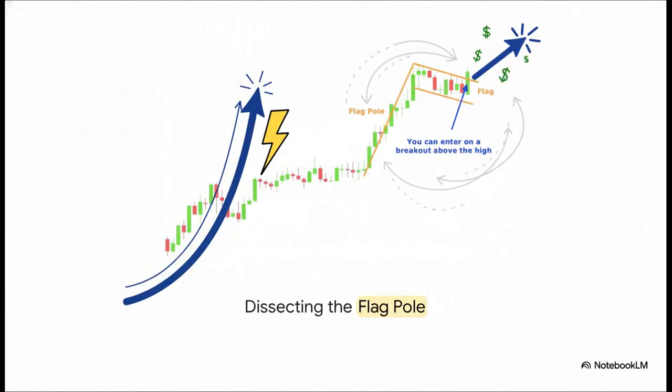Let's dissect the anatomy of this flag a bit. Look at that nearly vertical orange line on the left. That right there is the flagpole. It's the result of a sudden, really sharp price movement. What follows is the flag itself, that slightly sloping channel where the price consolidates. Basically, it's the market digesting that massive vertical move before breaking out and surging upward again.